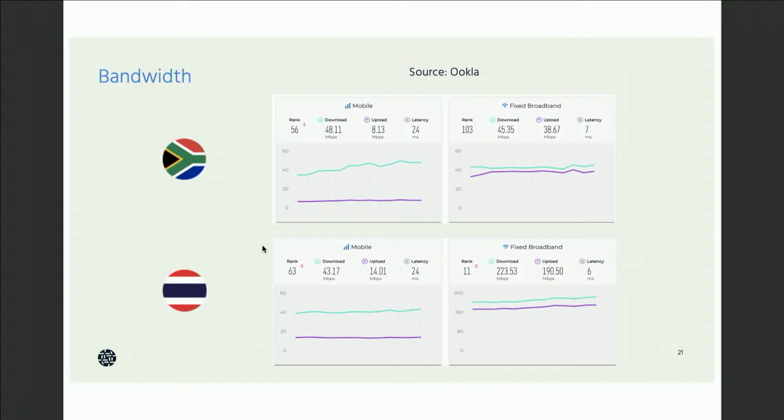So moving on, we've seen a difference in terms of performance as well. If we compare South Africa to Thailand, in terms of mobile performance it is quite equivalent. But if you look at the fixed broadband, the average broadband as experienced by end users, because this is data coming from Ookla, it is around 45 Mbps, whereas in Thailand, it's 223 Mbps.